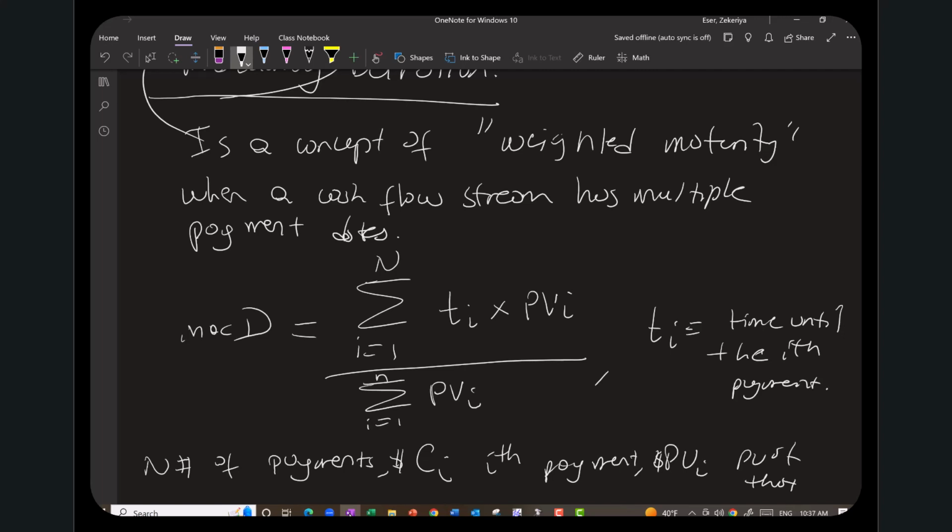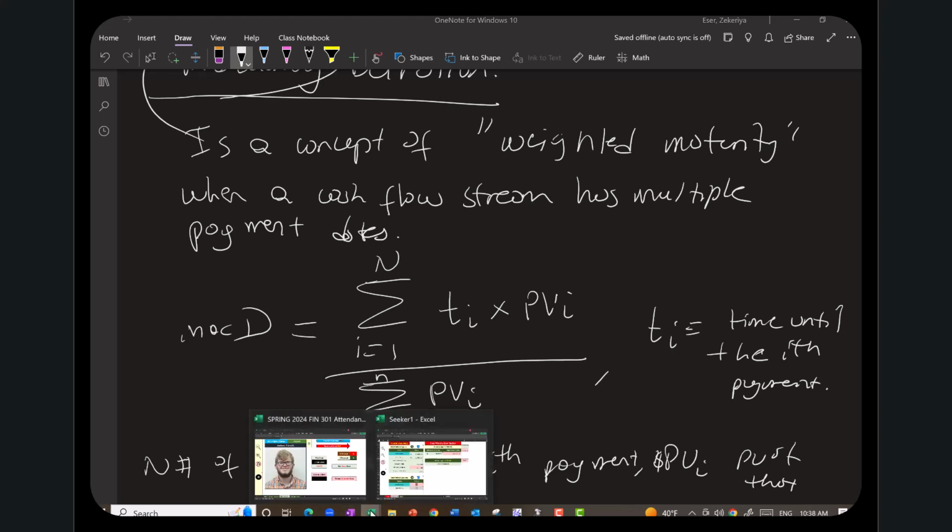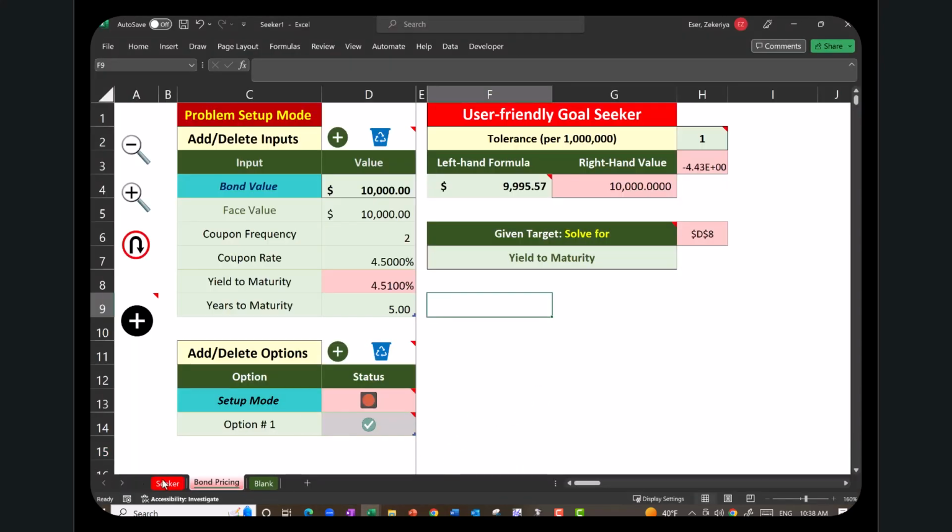Basically, for each payment, I'm going to multiply the present value of that payment with how long it's going to take me, and I'm going to divide it by the whole thing. Essentially, the higher the present value of the payment, the higher its weight, given how long it's going to take you. Let me quickly do it as one example, then I'll send you guys home.